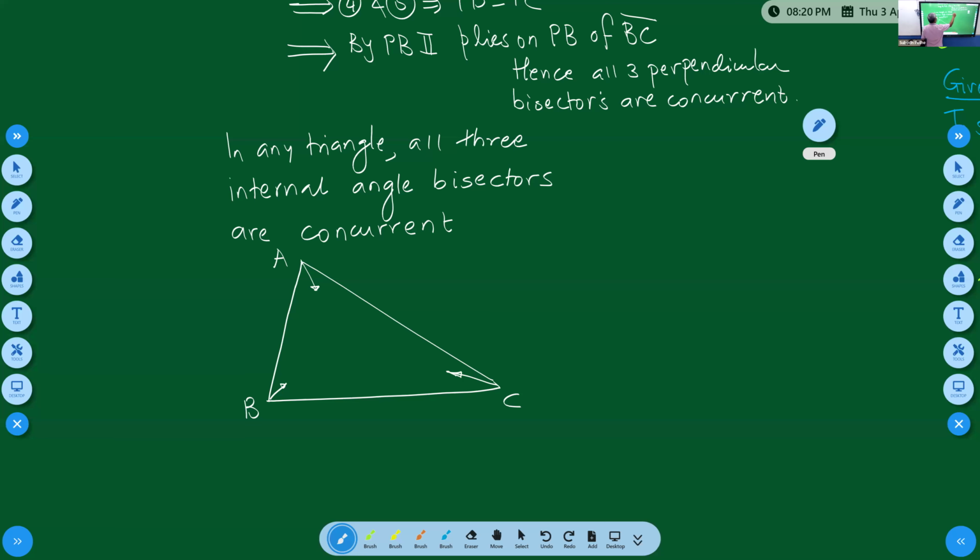So, concurrency of angle bisectors. You take your time to write the complete correct proof. You have experience of writing concurrency proofs now, so this should be doable. If you have understood the earlier proof, this should be easy. I will wait for 5 minutes.